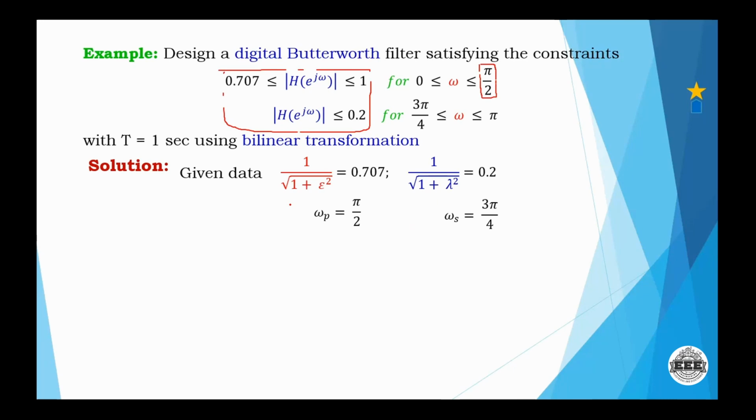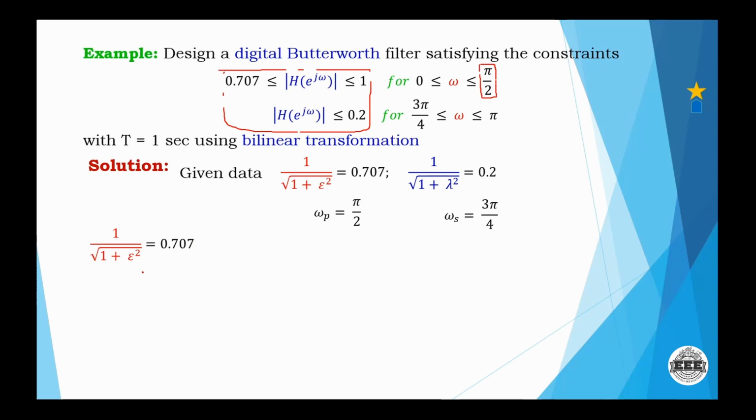So we need to take 1 by root of 1 plus epsilon square as 0.707. Similarly, 1 by root of 1 plus lambda square should be taken as 0.2. Then from the frequency part, this is called the pass band frequency, and this value is called the stop band frequency. Now we are going to determine the epsilon value and lambda value. For that, I'm writing 1 divided by root of 1 plus epsilon square equal to 0.707.